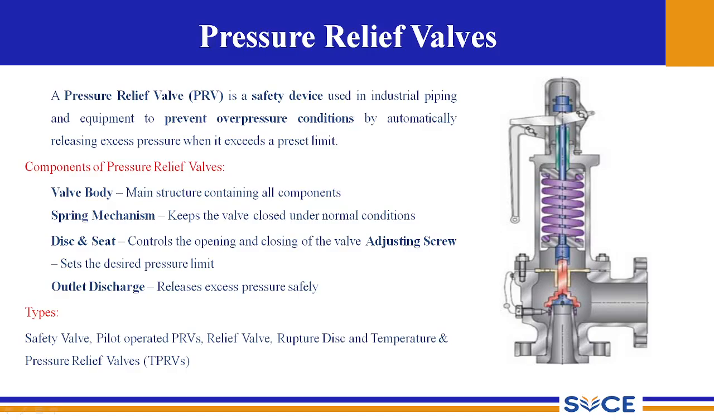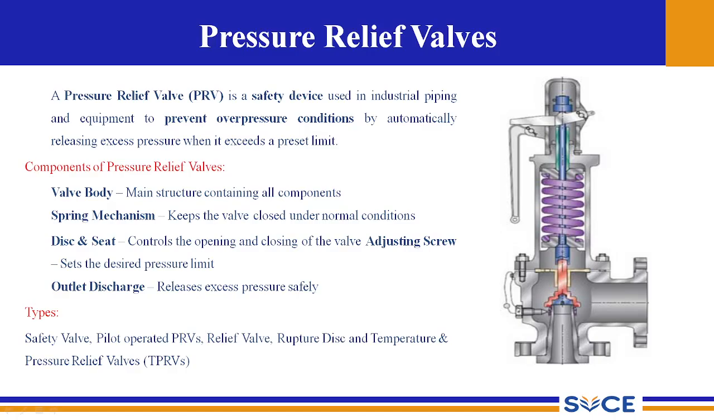Then there is an outlet discharge. The outlet discharge is the line which releases the excess pressure safely. The definition of a pressure relief valve is a safety device normally used in industrial piping and equipment to prevent overpressure conditions by automatically releasing the excess pressure when it exceeds a preset limit. The types of pressure relief valve are the safety valve, pilot operated PRVs, relief valve, rupture disc, and temperature and pressure relief valves, TPRV for short.